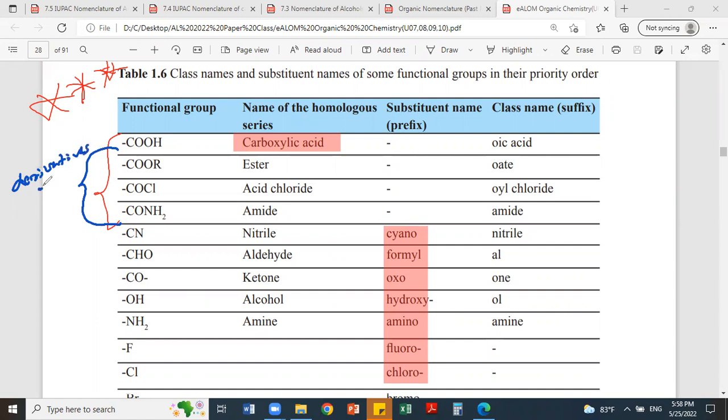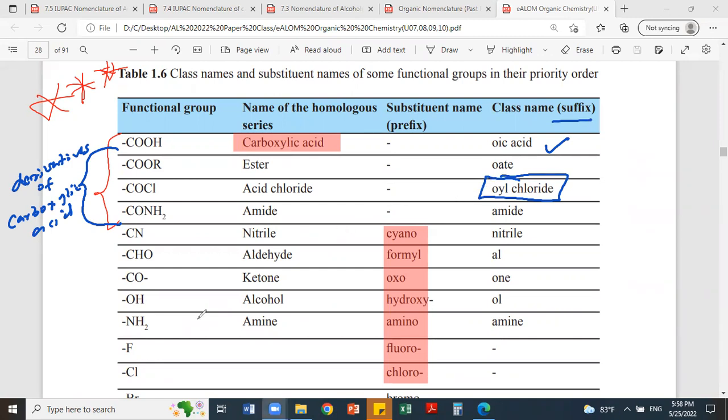What are those? Amide, acid chloride, and esters. So they have the highest priority in the list. And when you write the name, the suffix, it ends in oic acid, that we had. So oate means ester. So this is what I told, oyl chloride, ethanoyl chloride, methanoyl chloride, like that.